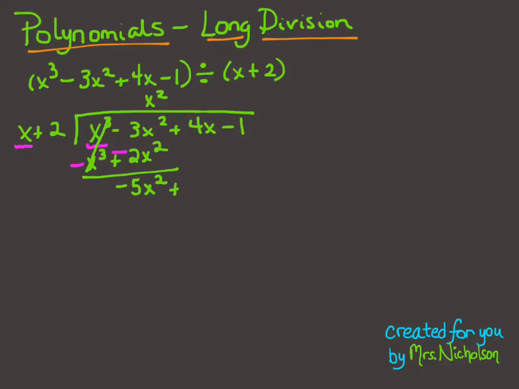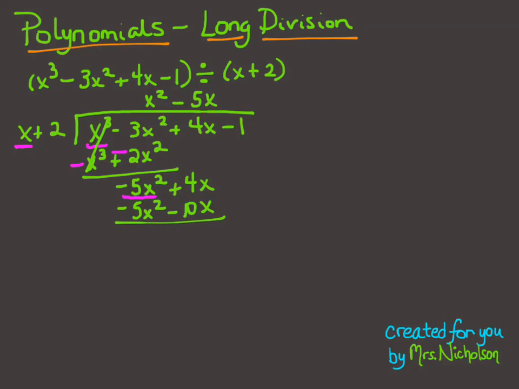And then now I'm going to bring down the next term, 4x, just like you would do in regular long division. So now again, I'm looking at my first term x and my first term negative 5x squared. And I want to know, what do I multiply times x to get negative 5x squared? Well, that would be negative 5x. It's lined up with the x in the polynomial that I already have written. And I'm going to multiply negative 5x times x plus 2. Negative 5x times x is negative 5x squared. Negative 5x times 2 would be negative 10x.